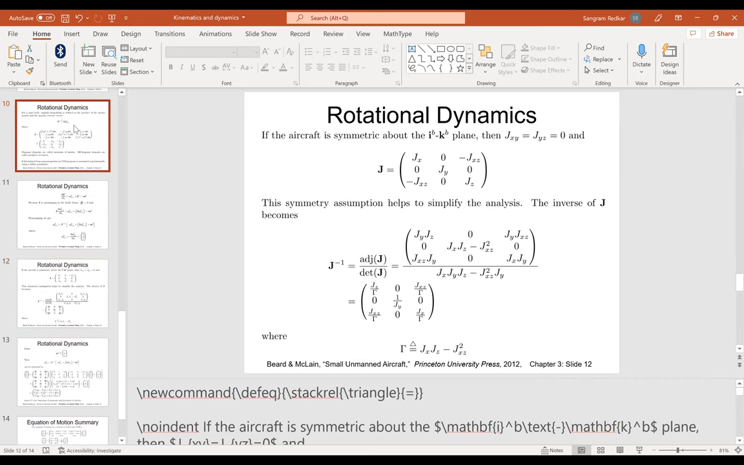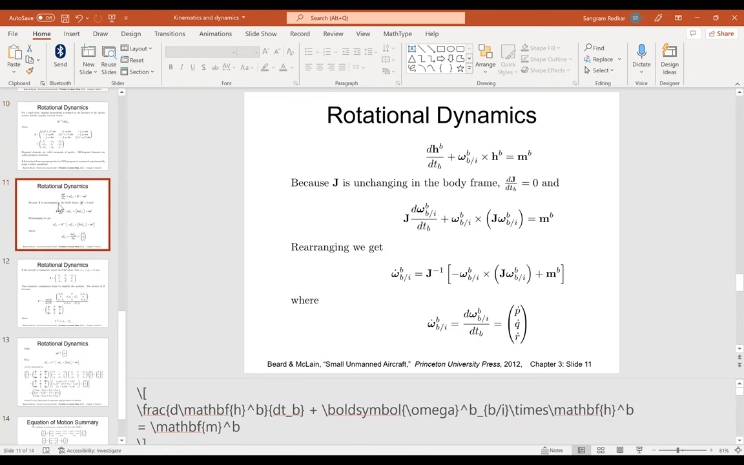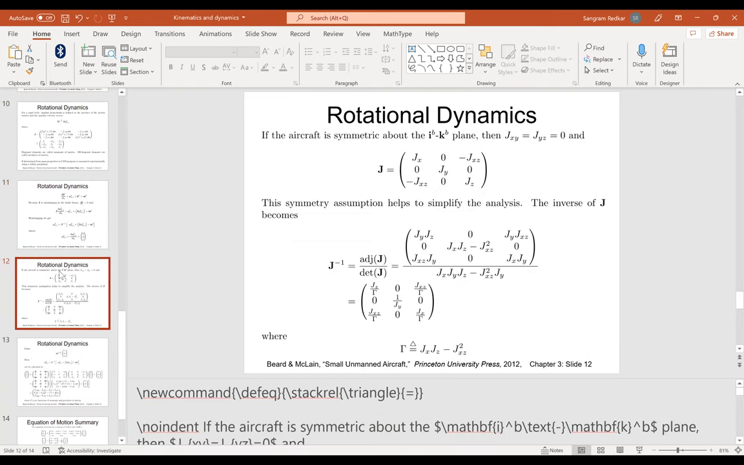Angular momentum is given as mass moment of inertia multiplied by the angular velocity. Mass moment of inertia is axis specific. It is different about x-axis, y-axis, z-axis, and the product of axis. So you got this inertia tensor multiplied by omega. You plug in those numbers and you expand step by step. And then finally, you get this equation.